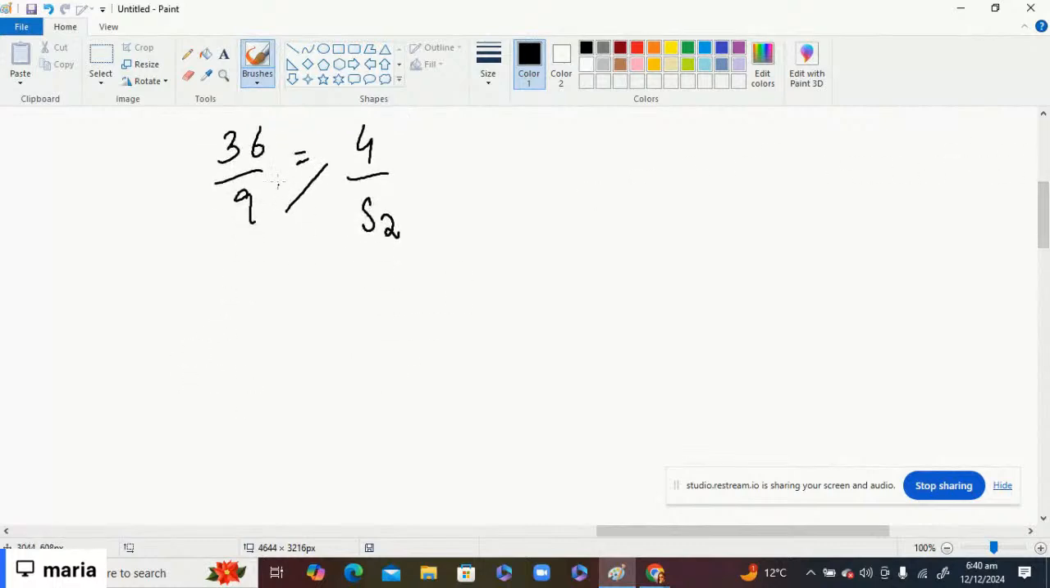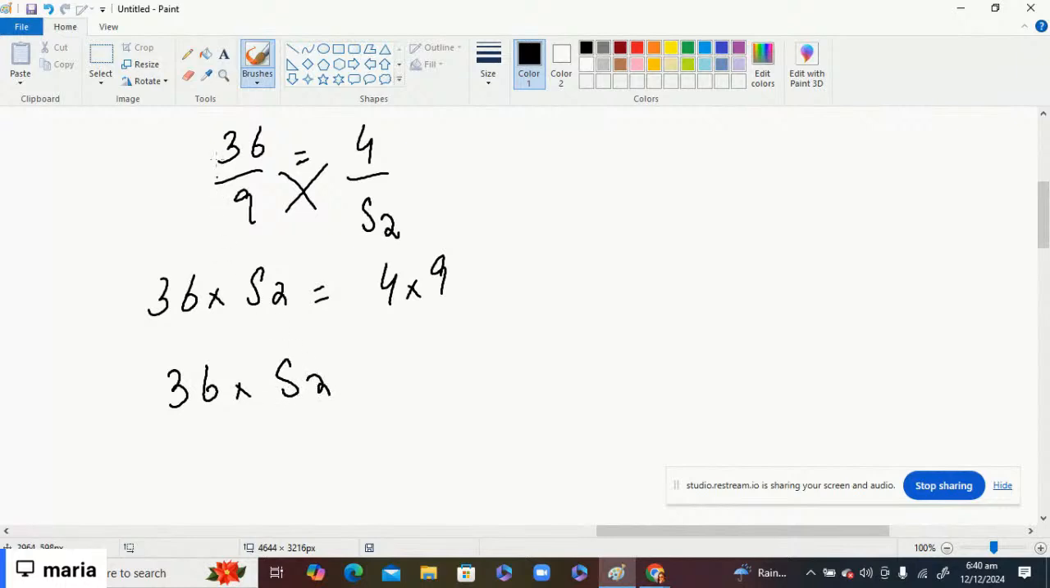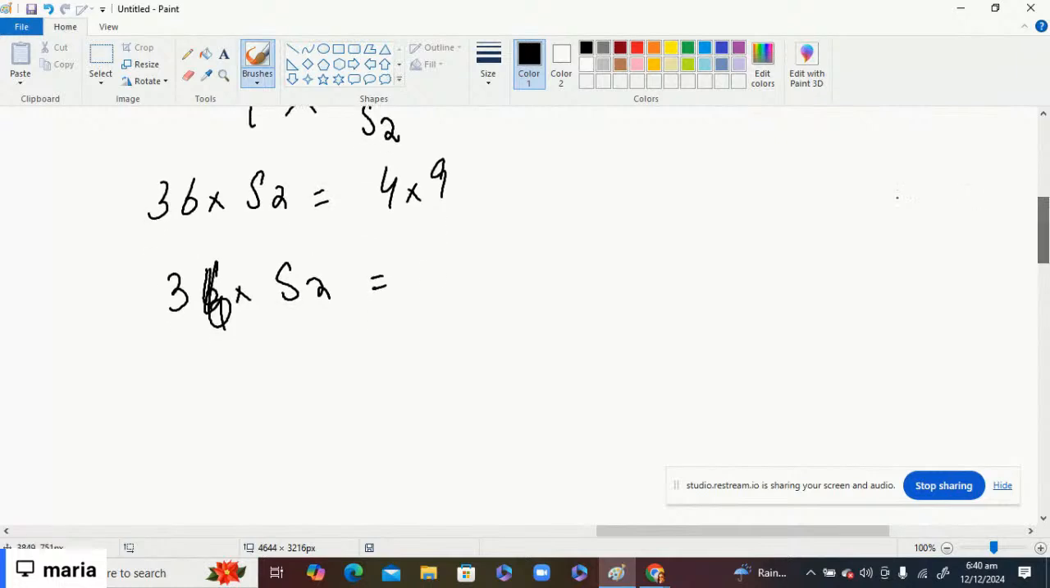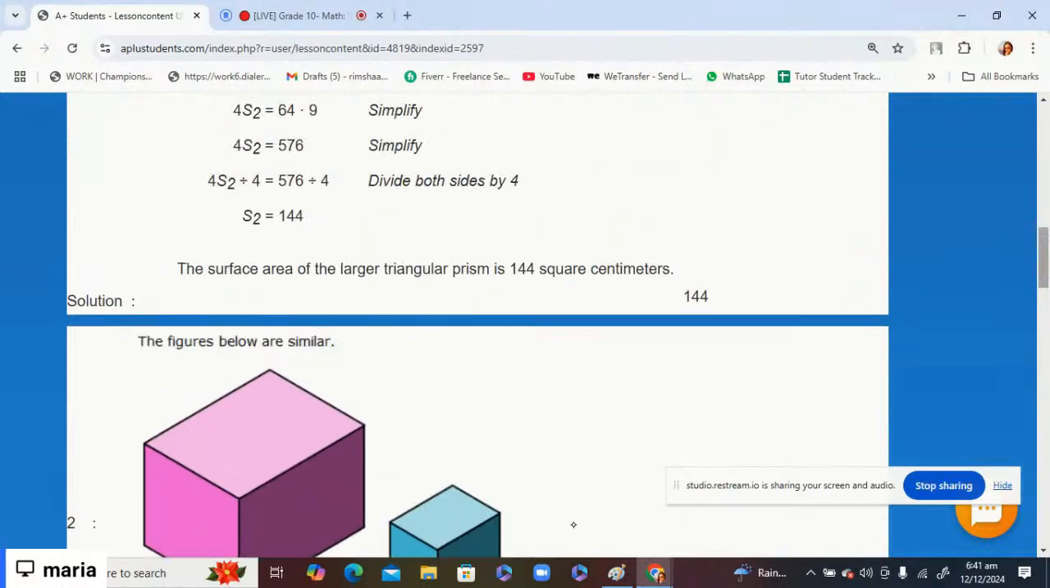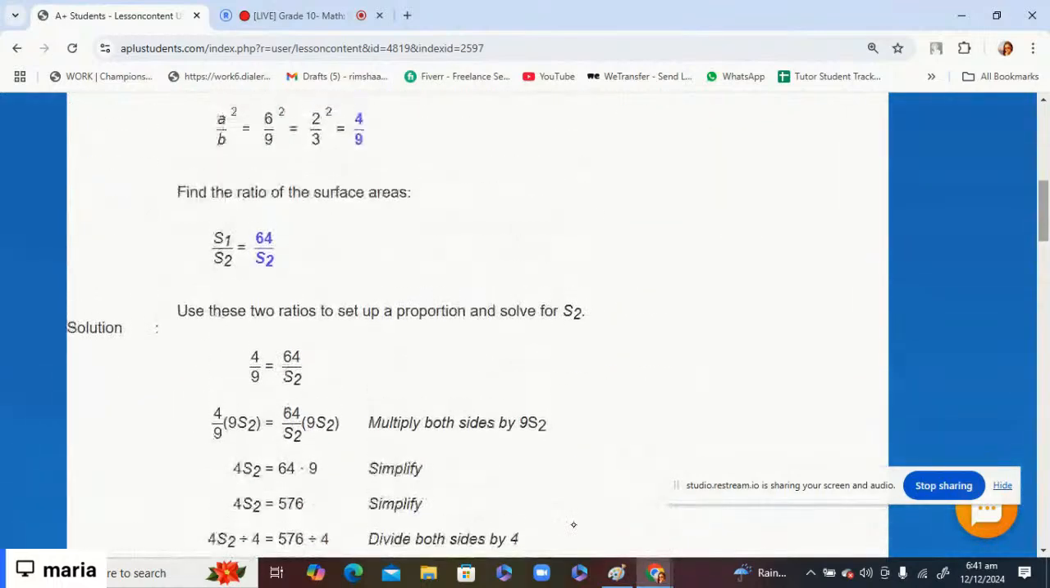So just cross multiply: 36 times S2 surface area, 4 times 9. Let's suppose this is not 36, let's suppose 34. Okay, yeah, this is 36, so that's why we're using it. 9 times 4 is 36. Now S2 is here. 36 divided by 36, answer is 1. So when we are using this thing, we are dividing surface areas over itself, like S1 over S2.